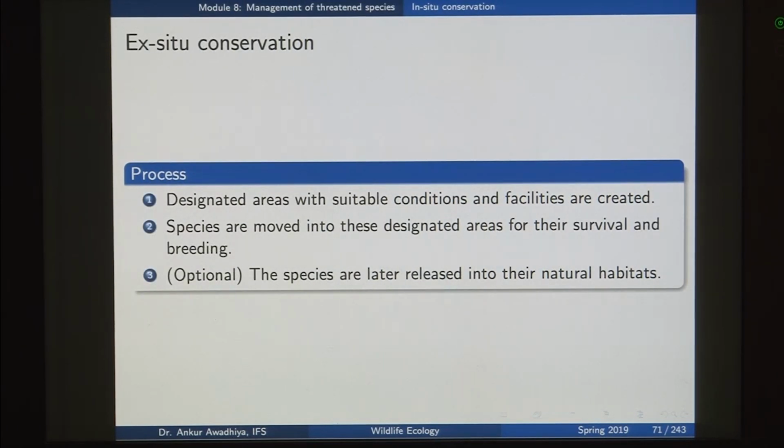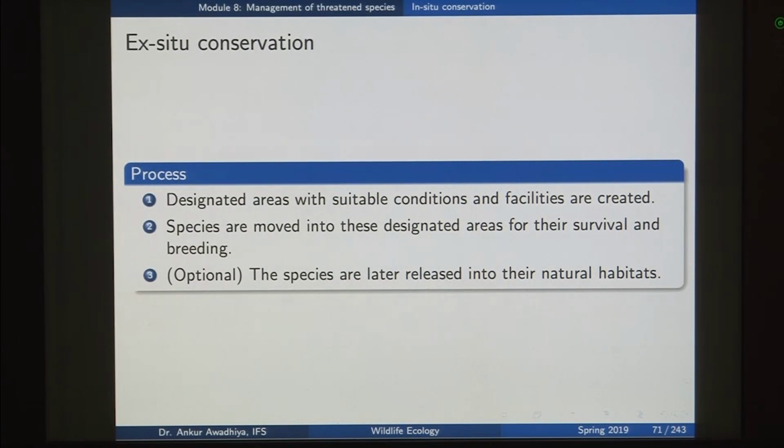Whereas, in the case of ex situ conservation, you designate areas with suitable conditions and facilities are created in those areas. So, when you are setting up a zoo, you designate a certain area in your city or outside your city, and you say, okay, we are going to construct this zoo here. Then you create facilities in those areas. So, you create enclosures, you create pathways so that people can come visit these areas. You create pathways through which feed will be brought for these animals. You create pathways so that you can bring in more animals from outside, or maybe take some animals outside.